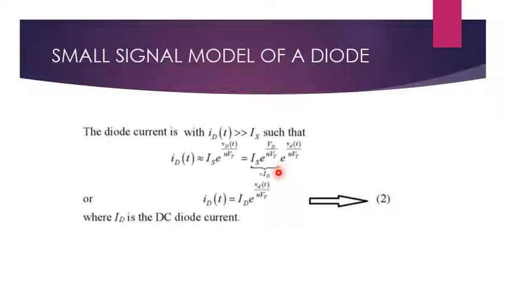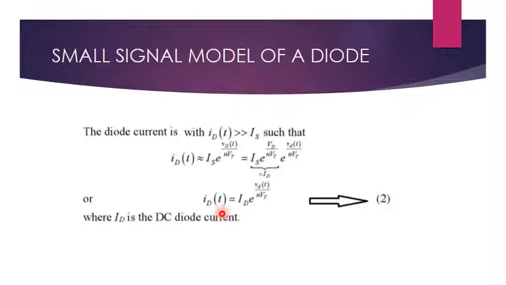Here we have one more consideration: I_D(t) is very much greater than your I_s value. In that case, we are considering I_s as the I_D value. So you write the diode current equation again and substitute this I_s into the diode current equation, so you multiply with this.